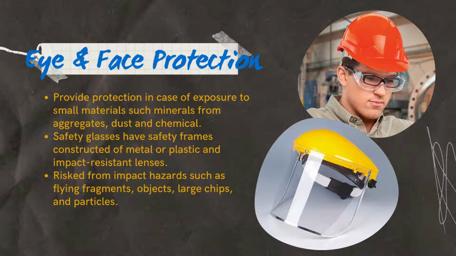Safety glasses have safety frames constructed of metal or plastic and impact-resistant lens. They protect against risk from impact hazards such as flying fragments, objects, large chips, and particles.